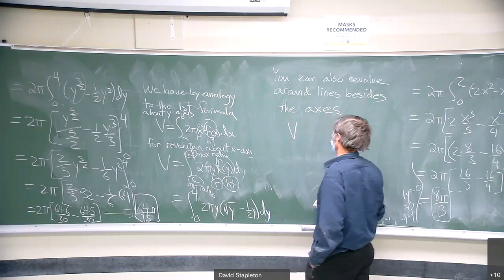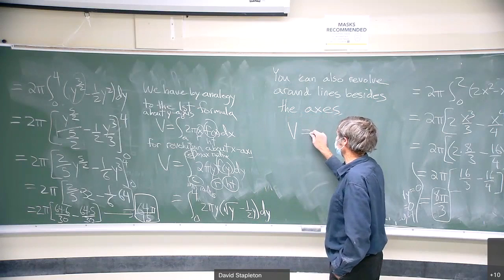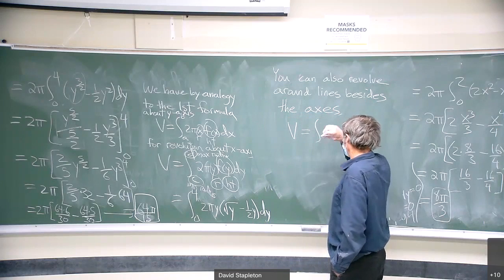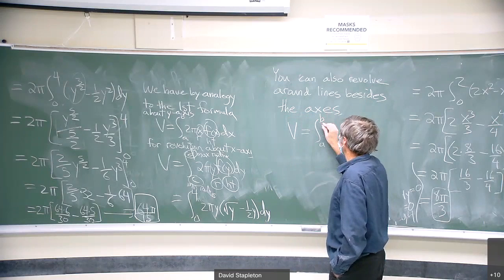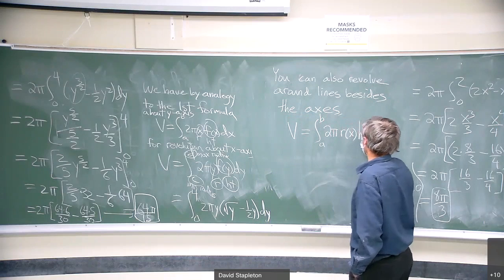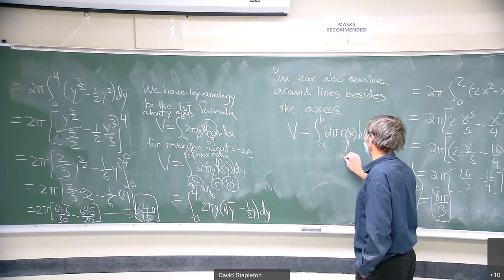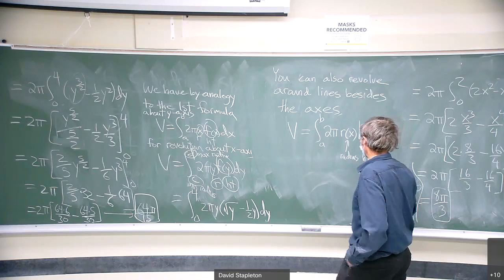For instance, if you revolve around a line parallel to the y-axis, you can take the integral from x going from a to b of 2 pi r of x, h of x dx, where you just think of this as the radius at whatever point you're at, and this is the height at whatever point you're at.